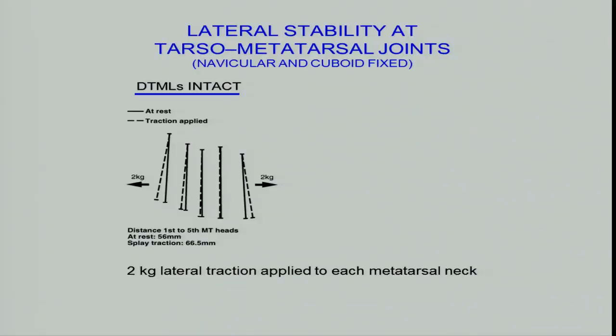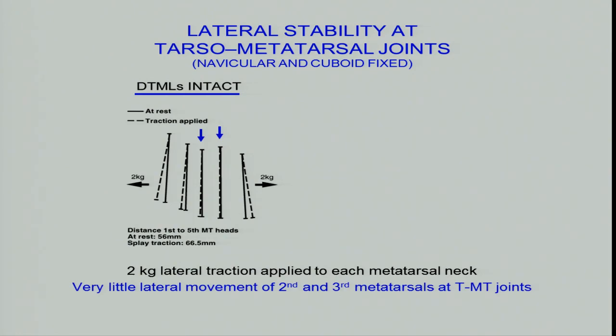And you can see that the second and third metatarsals hardly moved at all. They were absolutely stable relatively to the navicular and the cuboid. There was a reasonable amount, a little, of the first metatarsal medial movement, and the fourth and fifth moved a little laterally. So we had a stable central segment, as it were. Second and third metatarsals appeared to be laterally stable.